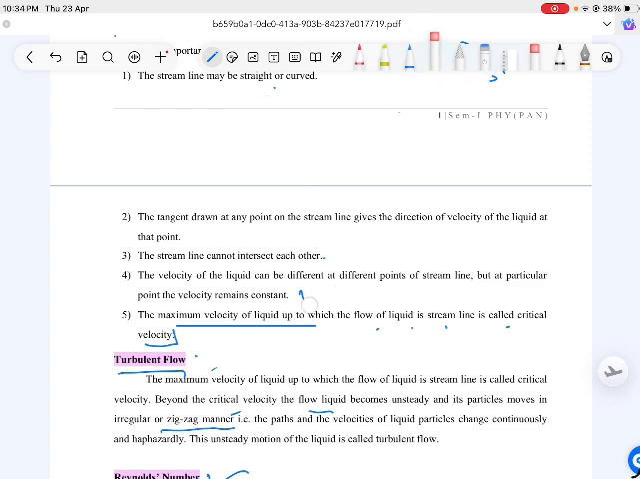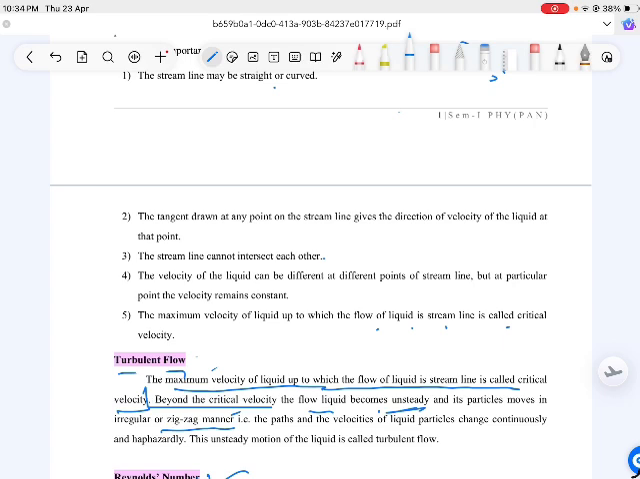The second flow that we have to study here is the turbulent flow. In streamline flow, I already explained, the velocity remains constant and it is in a straight line or a curved path. No two streamline flows can intersect. Now in turbulent flow, the critical velocity is the maximum velocity of liquid up to which the flow is streamline. Beyond the critical velocity, the flow of liquid becomes unsteady. In streamline flow it is steady, in turbulent flow the flow is unsteady.